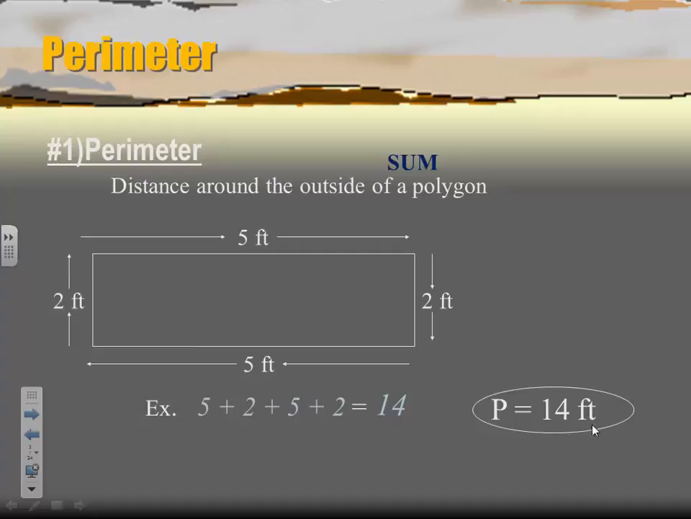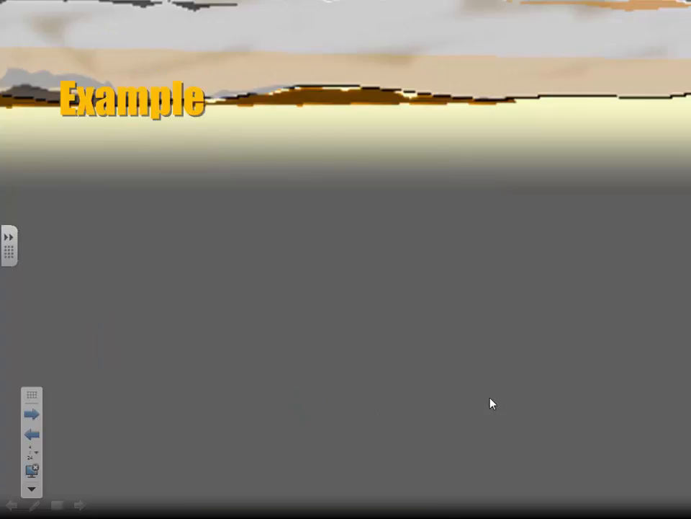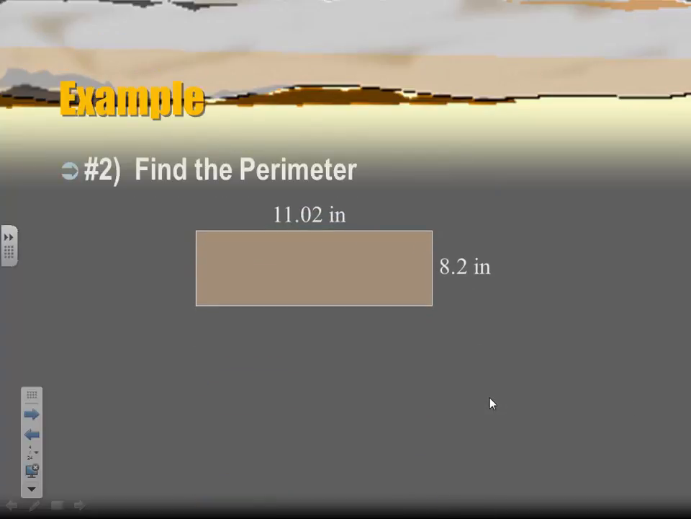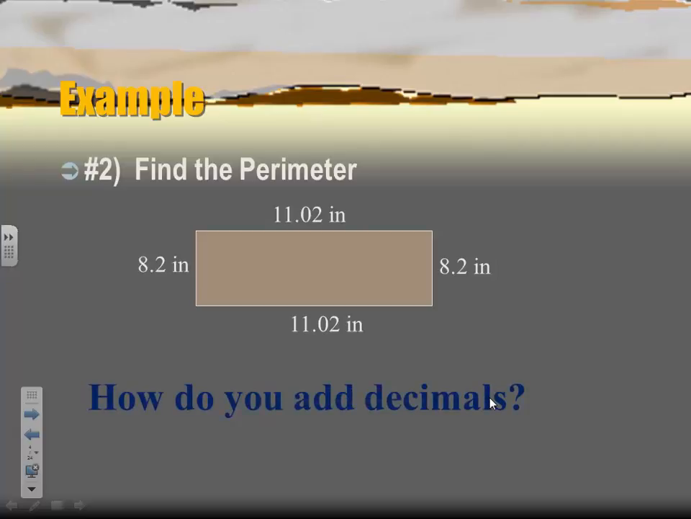Notice what I did here. I labeled the 14 with feet, and I wrote a P equals because that P stands for perimeter. Somebody else looks at this, they know what I'm talking about. P equals 14 feet. Okay, now let's practice that one that's on your paper. Looks like this. Before you do this, however, what's different about this one? These are decimals. So we're still finding the perimeter, so the opposite of the length is the same, the opposite of the width is the same, nothing there has changed. We're still trying to find the measurement around the outside, but we have decimals to add up.